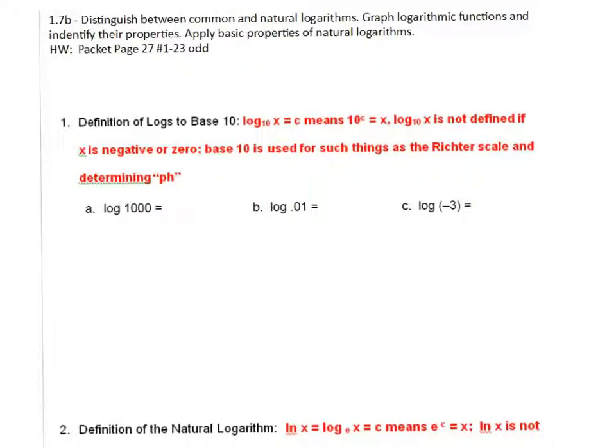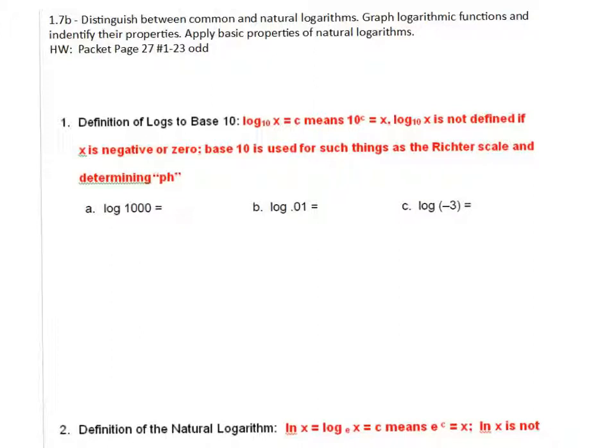Okay, we're going to start on page 23 in your packet. Just copy down the definition of log base 10. We'll pause the video here for you to do that. So anytime you see a logarithm without a base, it is a base 10.